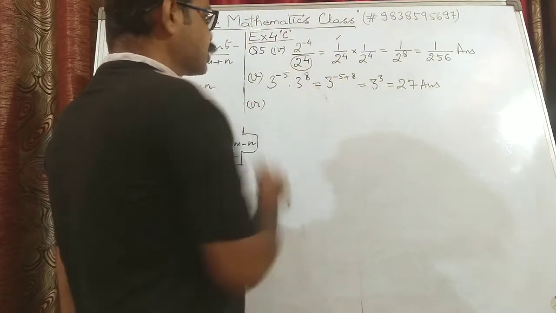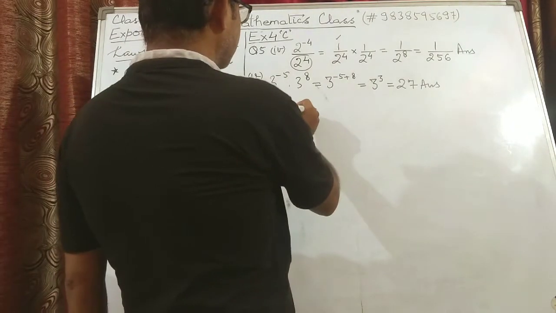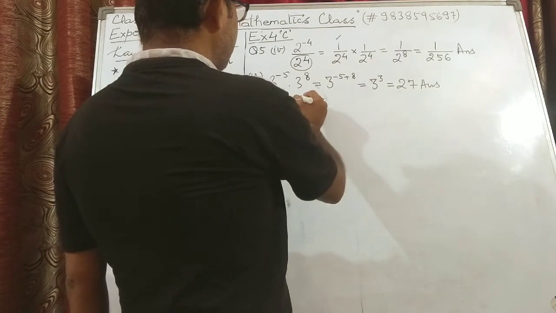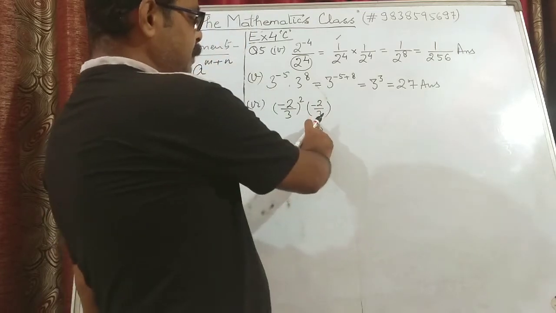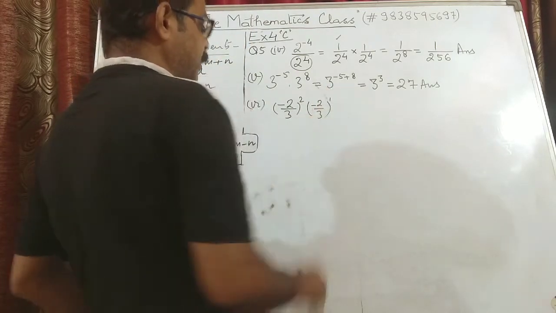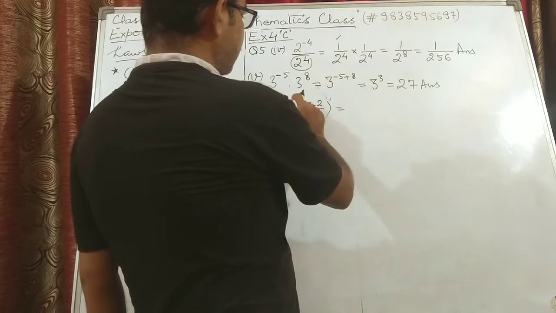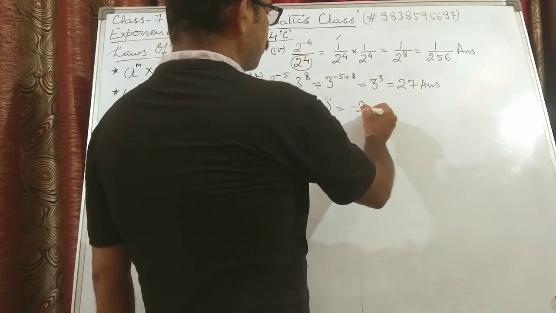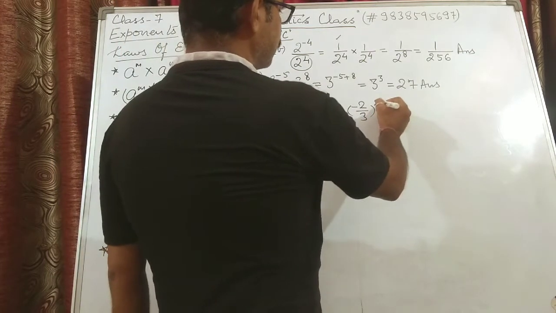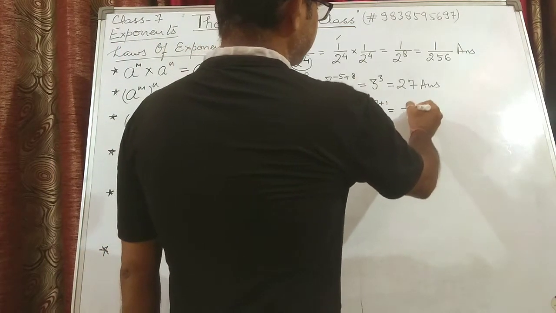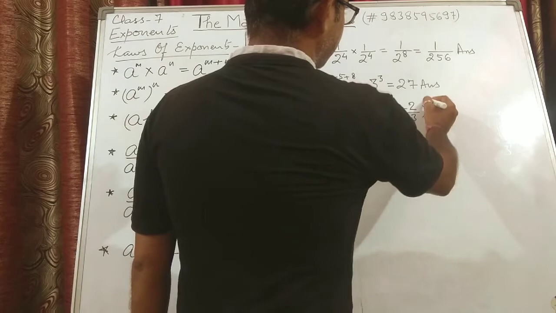Now we will move on to the sixth part. Sixth is minus 2 upon 3 to the power 2 into again minus 2 upon 3. This single minus 2 upon 3 can be written as minus 2 upon 3 to the power 1. If it is written, it's okay; if it is not written, it is 1. So this will become minus 2 upon 3, and we know when the bases are equal and powers are different, powers get added. So 2 plus 1, 2 plus 1 is 3. Means minus 2 upon 3 to the power 3.